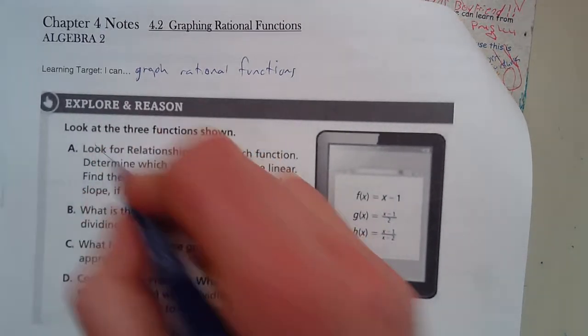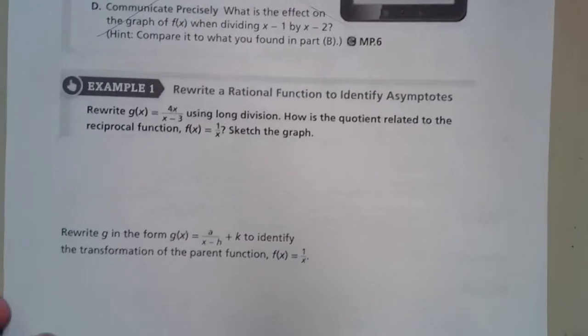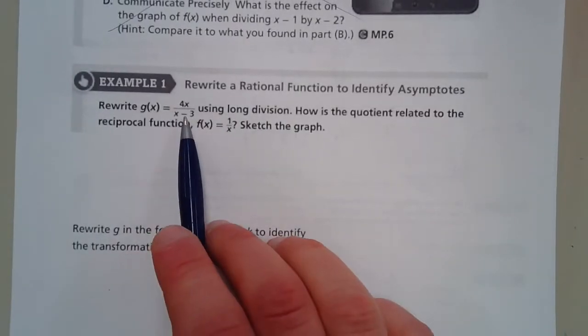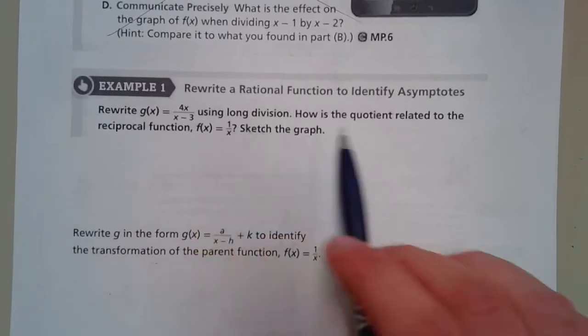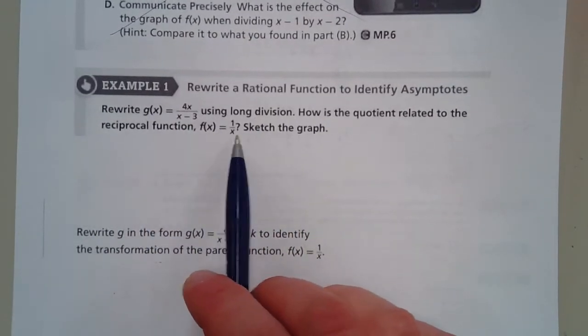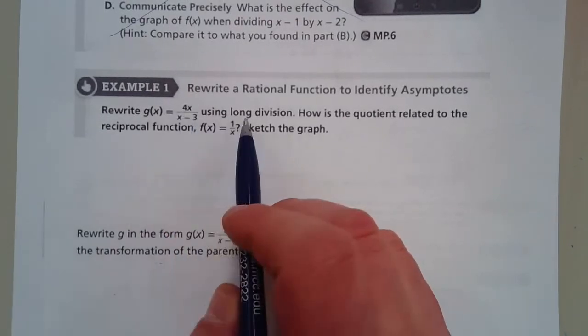I don't want to do this question, though. I think it's not really necessary. So let's go ahead and jump right down to this example 1. So it says, rewrite g of x, which is this function right here, using long division. Okay, we'll do that in a sec. How is the quotient related to the reciprocal function 1 over x? Sketch the graph. All right, so this just says basically do this as a long division problem.